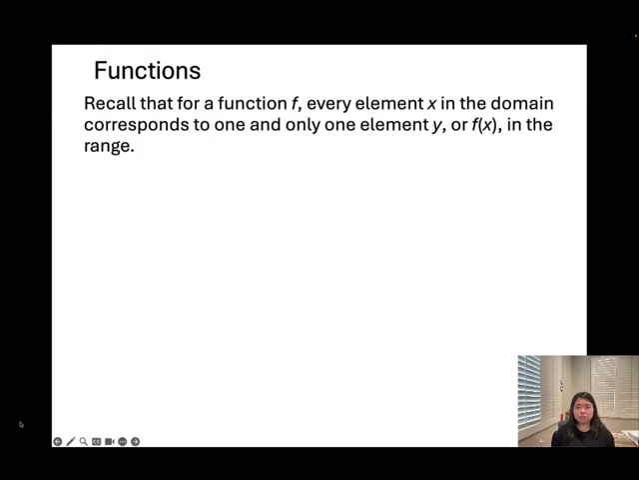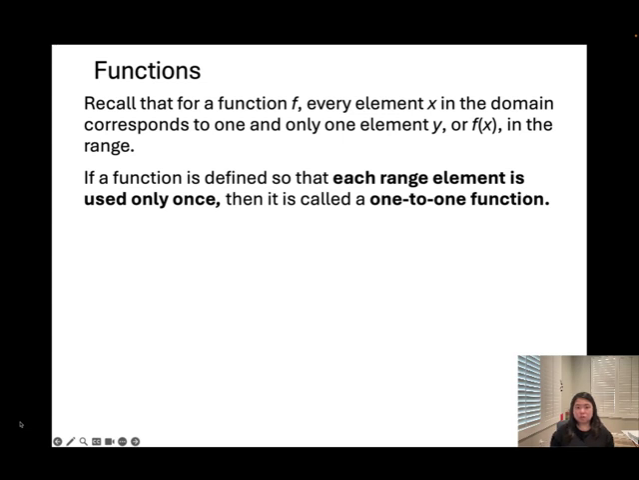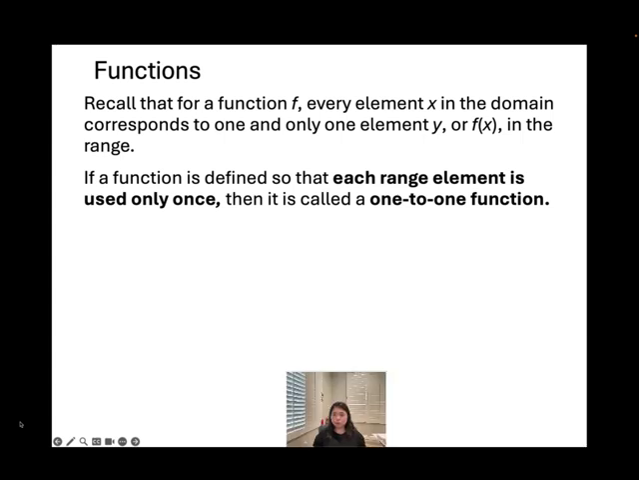Recall that for a function f, every element x in the domain corresponds to one and only one element y, or f of x, in the range. If a function is defined so that each range element is used only once, then it is called a one-to-one function. Remember, in algebra class, we learned what a one-to-one function is. Each x value corresponds to only one y value, and each y value corresponds to only one x value.